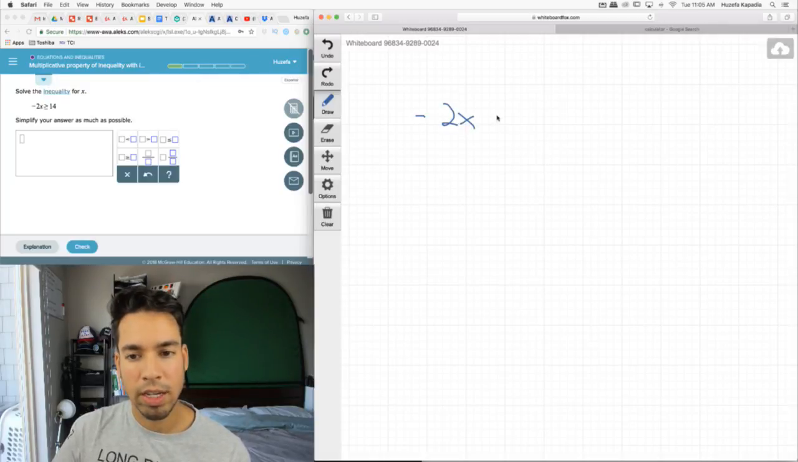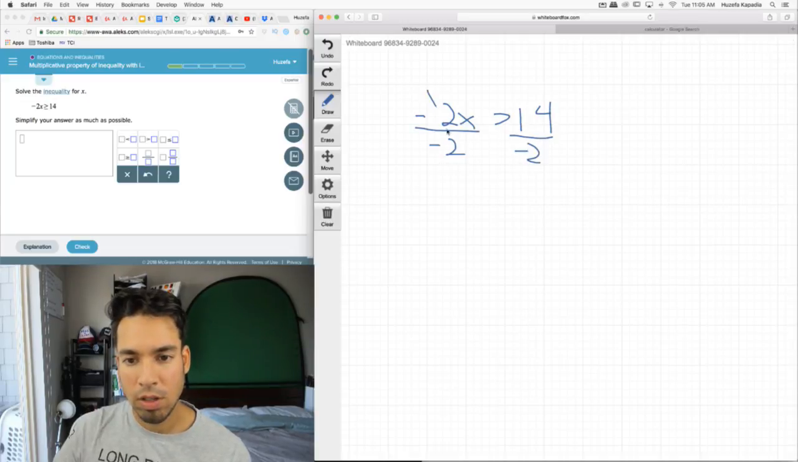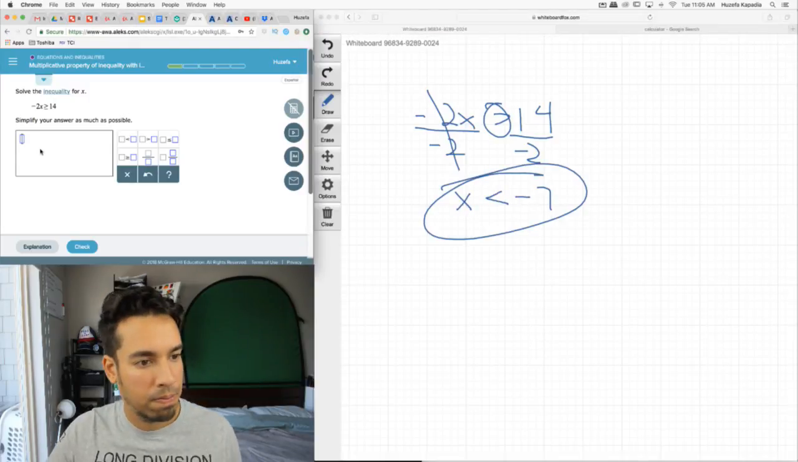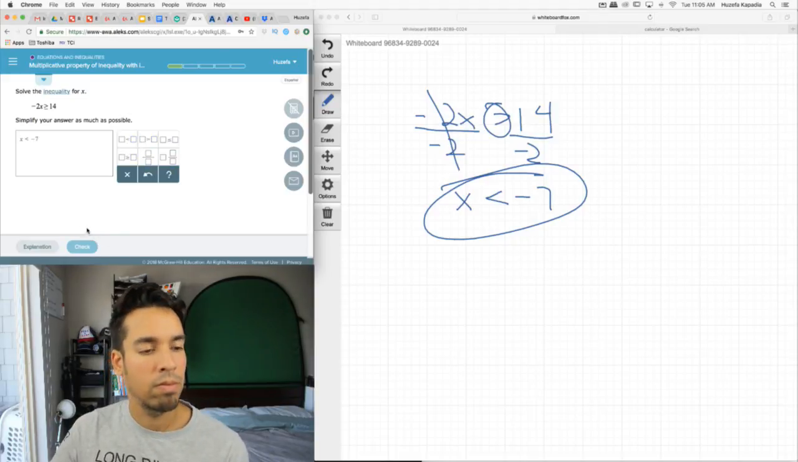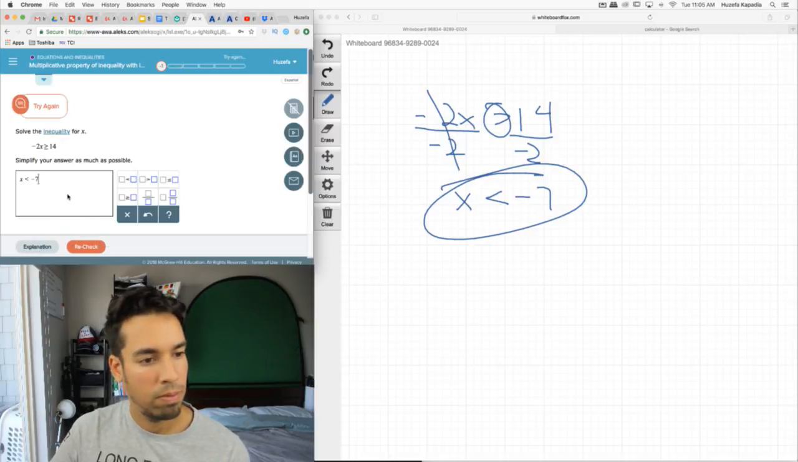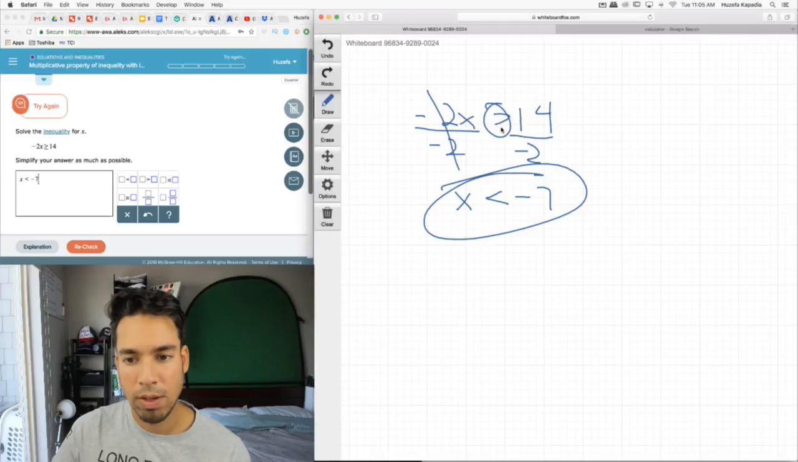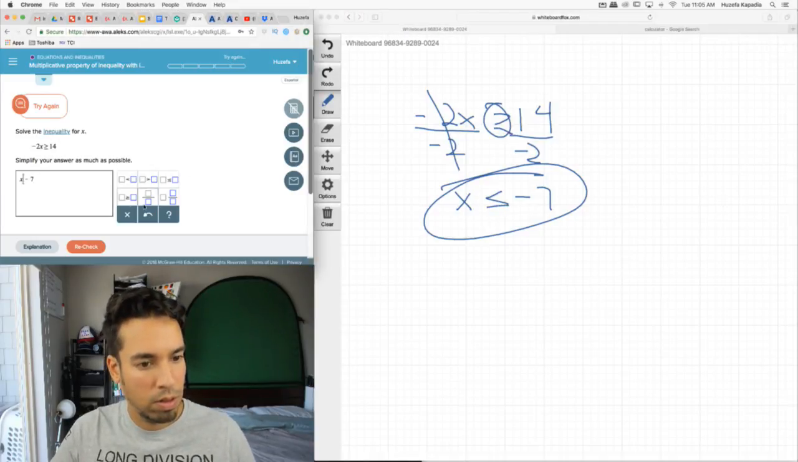Next, we have -2x is greater than 14. So I'm going to divide both sides by -2. Again, since we're dividing by a negative, I have to flip the inequality. X is less than -7. Oh, less than or equal to. I missed that sign. So I have to watch those details.